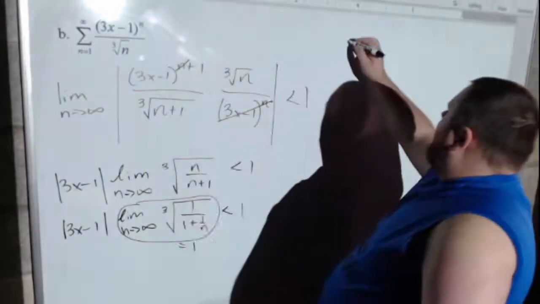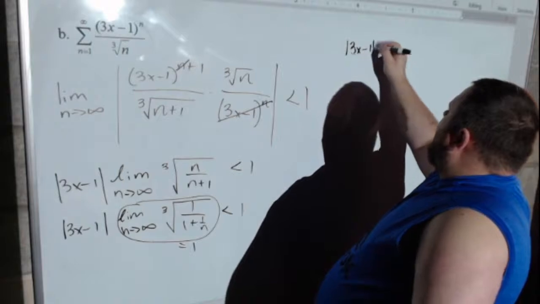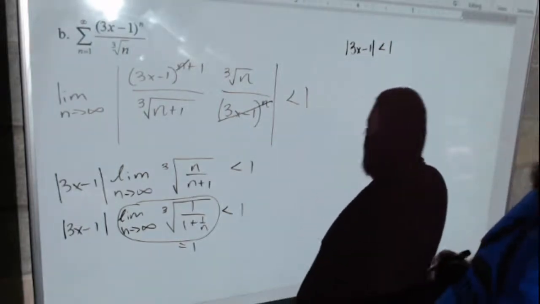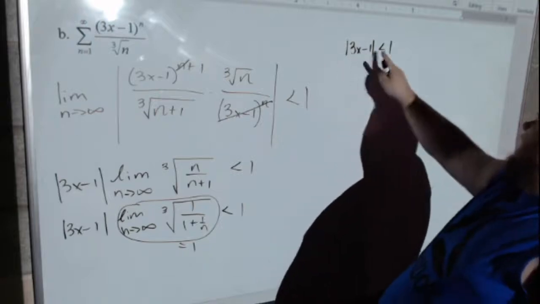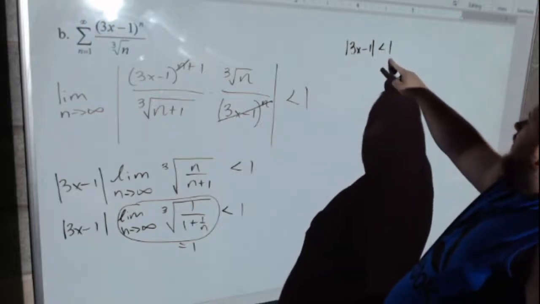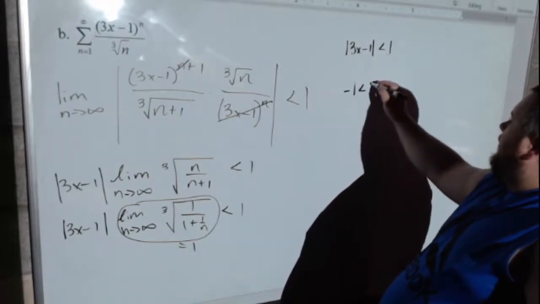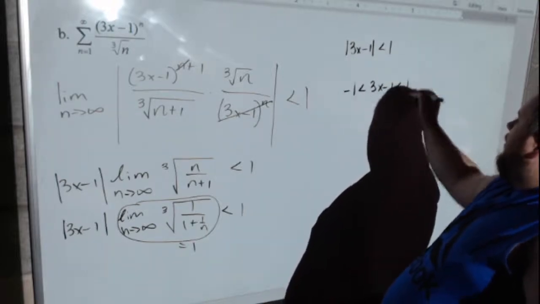So there's nothing really new there, except now I'm down to here. Now if I've got an absolute value that's less than 1, that means whatever's inside the absolute value could fall anywhere between -1 and 1.